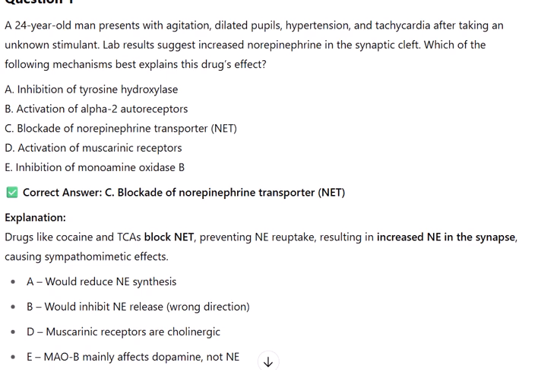Explanation. Drugs like cocaine and TCAs block NET, preventing NE reuptake, resulting in increased NE in the synapse, causing sympathomimetic effects. A. Would reduce NE synthesis. B. Would inhibit NE release, wrong direction. D. Muscarinic receptors are cholinergic. E. MAOB mainly affects dopamine, not NE.